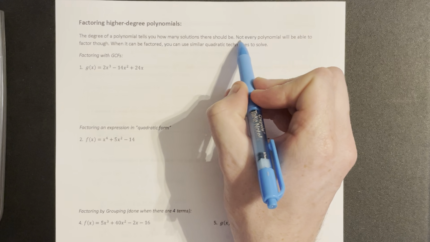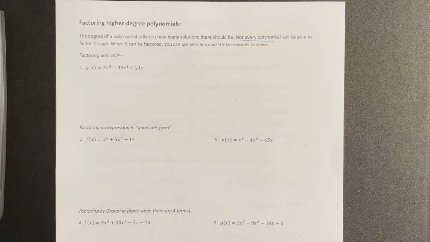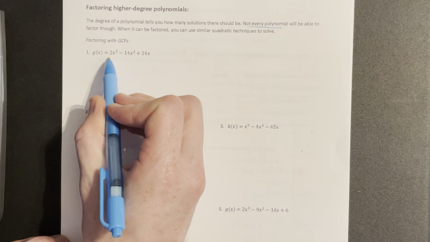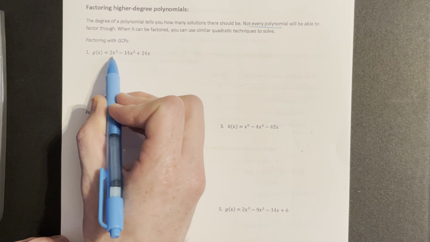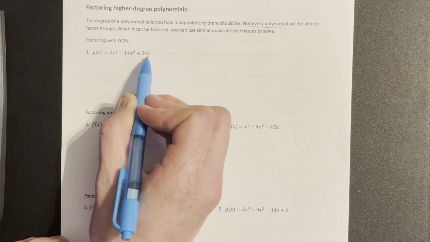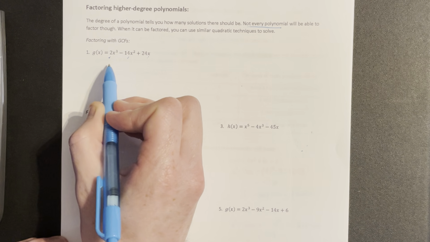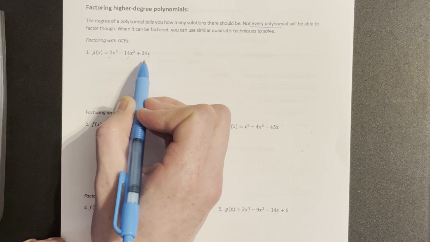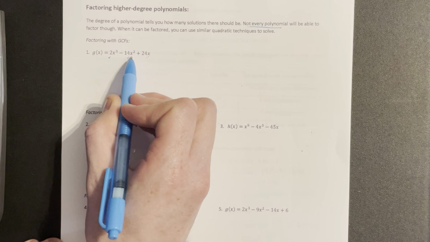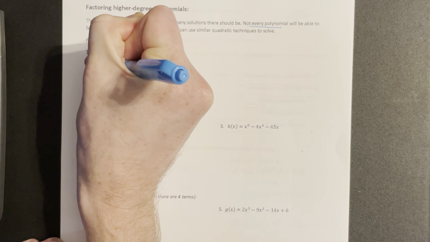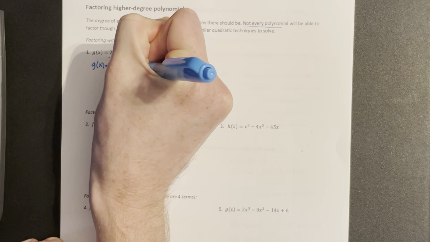Now, one thing to remember is that not every polynomial will be able to be factored. If it can be factored, we can use some of our similar quadratic techniques. So here we have a polynomial that's cubic, and when I look at the terms, something to notice is that there is a GCF. Our GCF of 2 goes into everything, but there's actually more than just 2. Every single term has an x with it. So I could bring a GCF out as 2x.